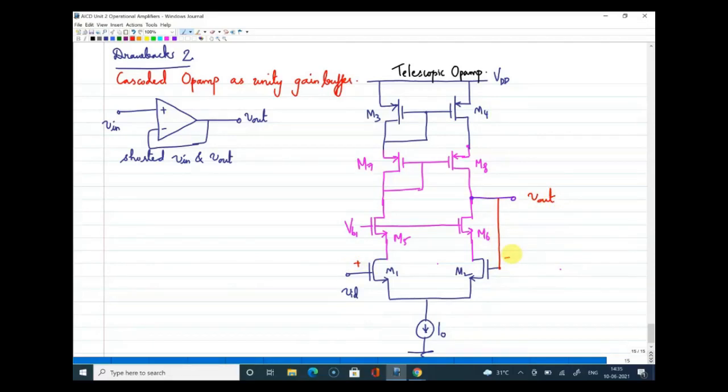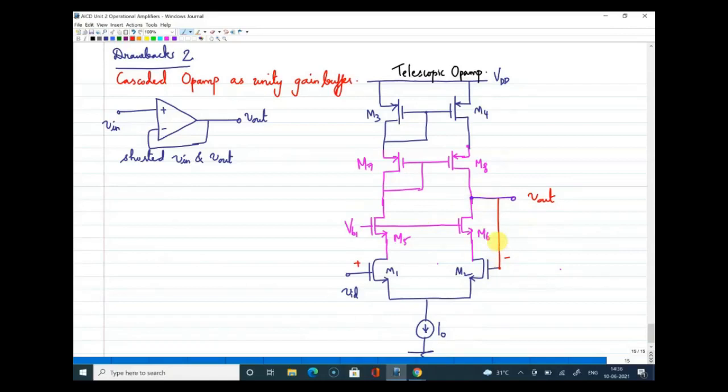On the left-hand side is the block level, and the same thing I have placed as a circuit diagram on the right-hand side. I hope you can see that. This is the circuit diagram, and at the output I have now shorted the output back to the negative input. That is what you are seeing now.